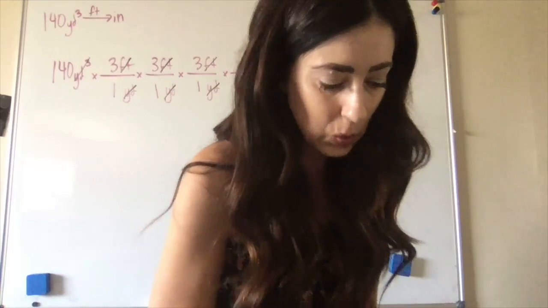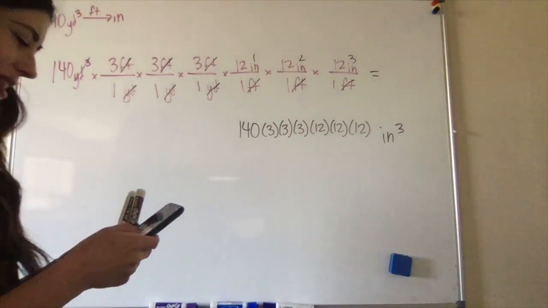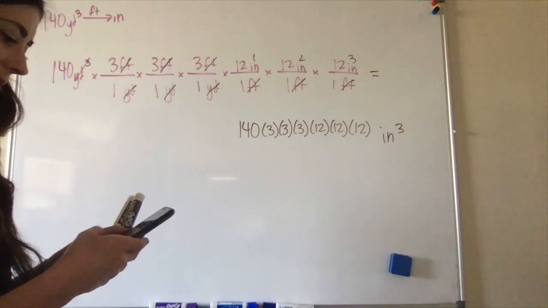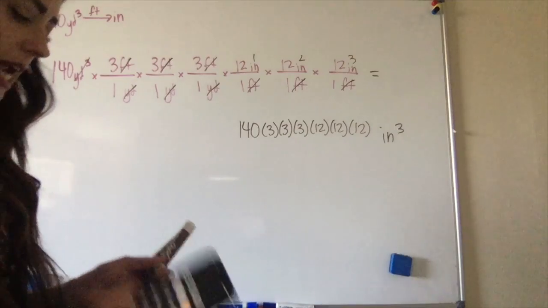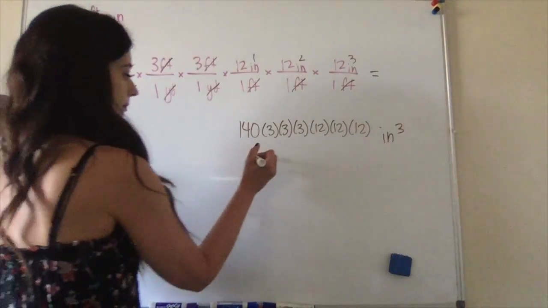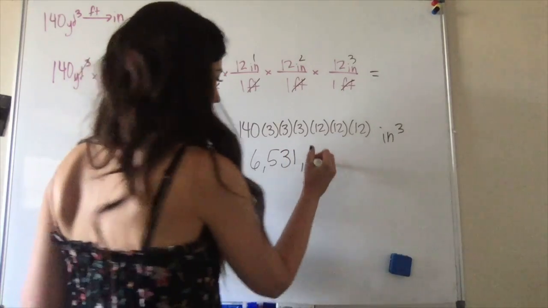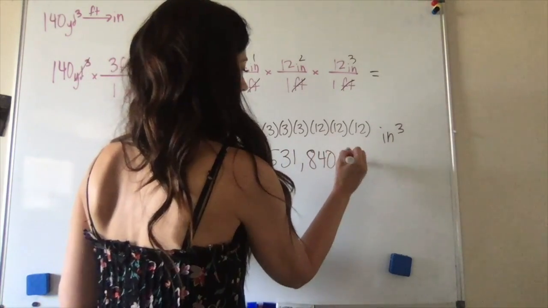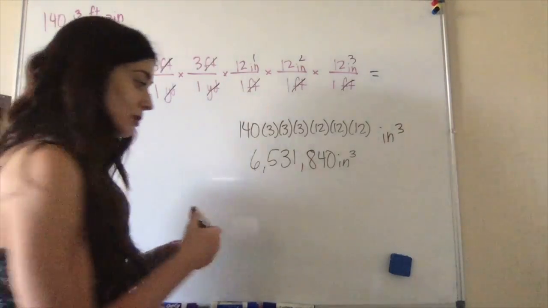Let's see what that turns out to be. 140 times 3 times 3 times 3 times 12 times 12 times 12 is 6,531,840 inches cubed. Geez, that's a lot of inches cubed, okay?